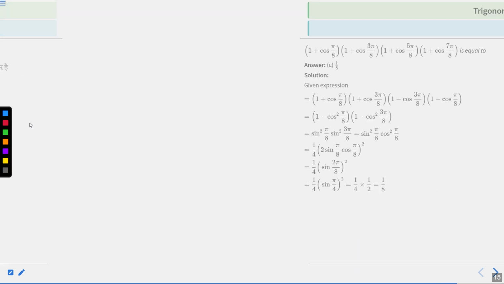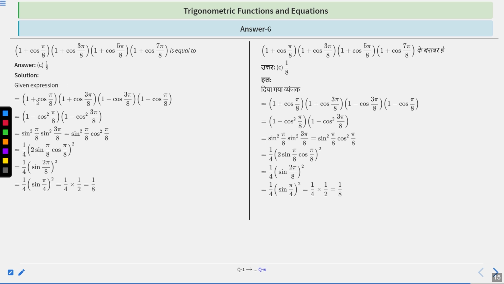Okay, let's move to the solution part. The given expression is 1 plus cos pi by 8 into 1 plus cos 3 pi by 8 into 1 minus cos 3 pi by 8 into 1 minus cos pi by 8, right? See, cos 5 pi by 8 can be written as cos of pi minus 3 pi by 8, right? Now, cos of pi minus 3 pi by 8 is basically minus of cos 3 pi by 8, right? Therefore, it can be written as 1 minus cos 3 pi by 8.